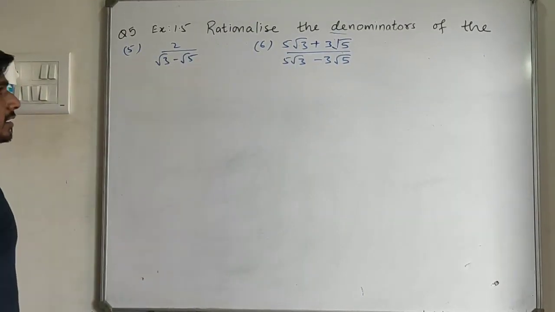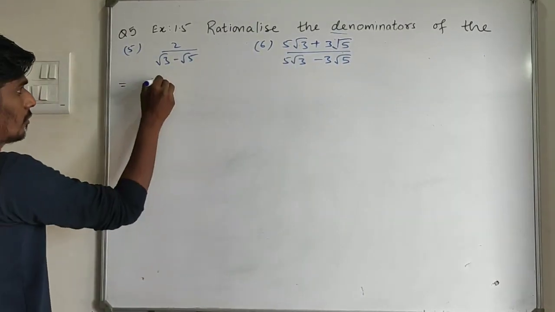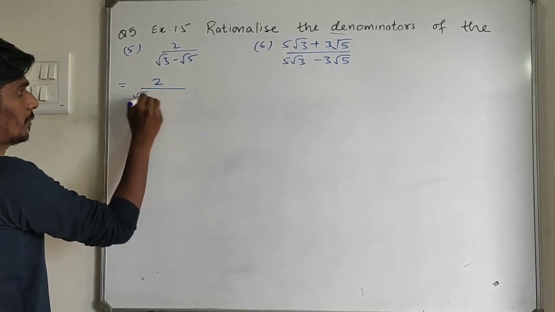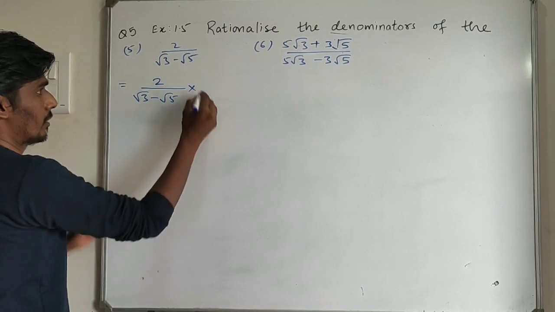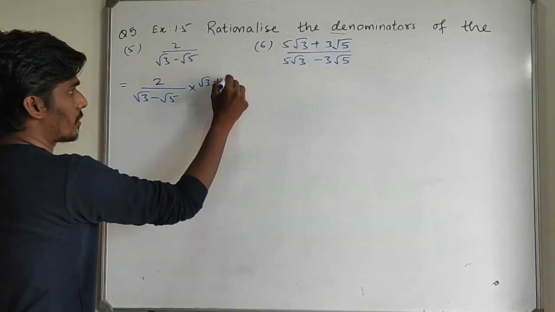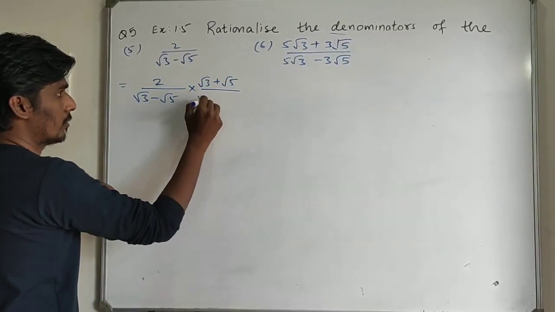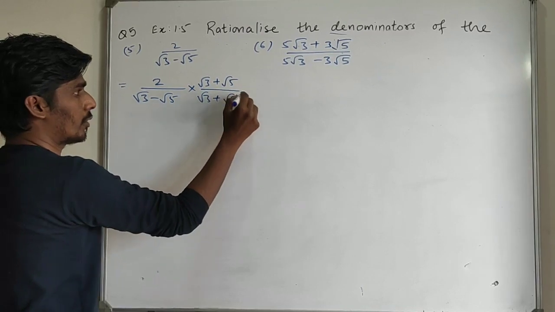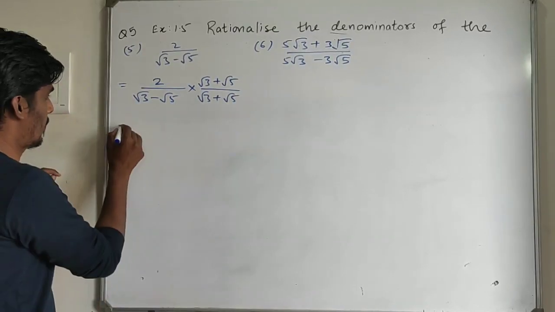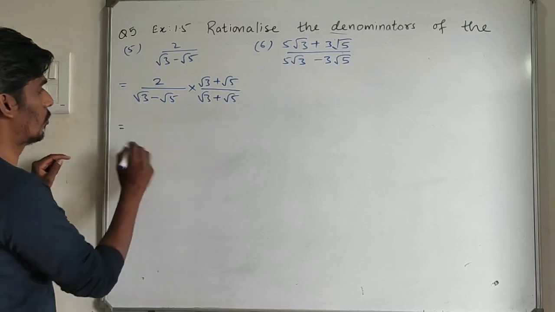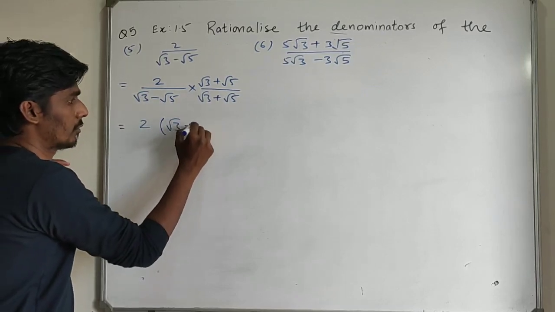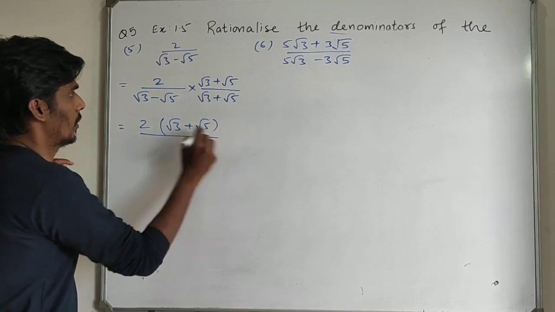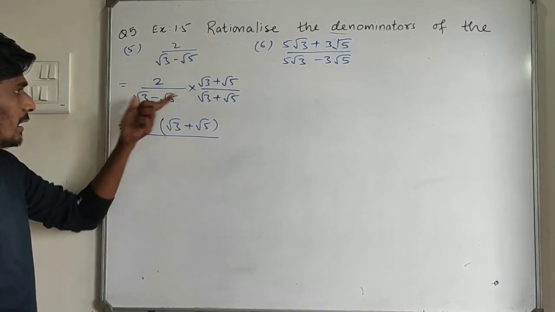Now to rationalize this one, I think you know what to do. It's root 3 minus root 5, so multiply with the opposite sign. So root 3 plus root 5 upon root 3 plus root 5. Now this 2, keep this 2 as it is and this one in root. No need to multiply both the numbers. Keep it as it is.